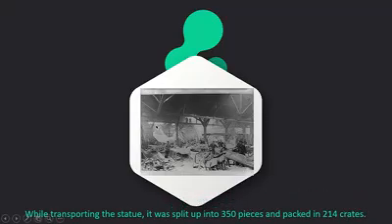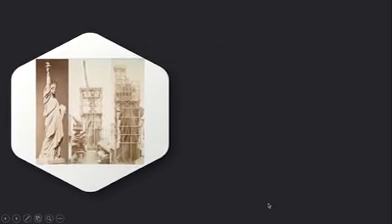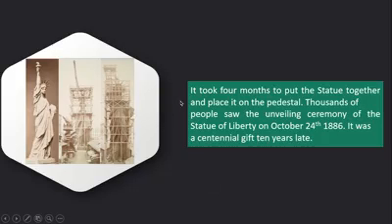Next, while transporting the statue, it was split up or divided into 350 pieces and packed in 214 crates. Crates means box. It took 4 months to put the statue together and place it on the pedestal.